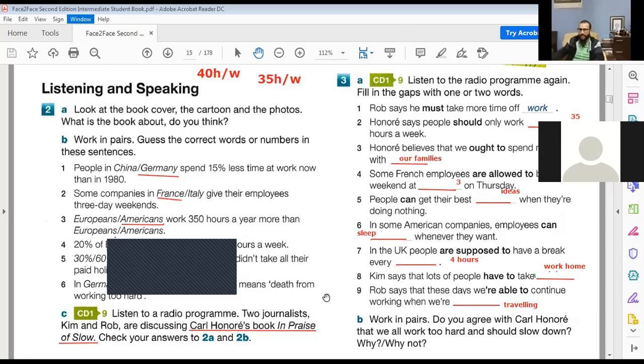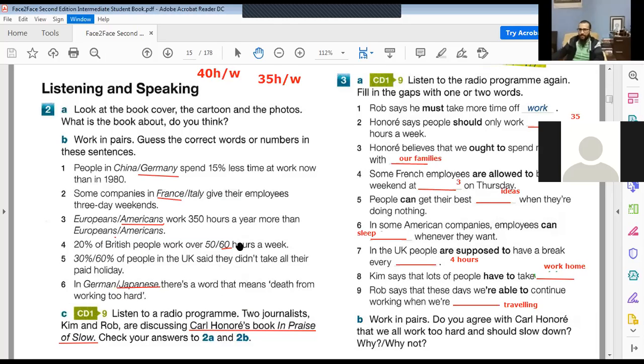Track 9. Welcome to Cover to Cover. Today we're talking about Carl Honoré's book, In Praise of Slow, which tells us that we're all living too fast and working too hard and that we should all just slow down. With me are 2 journalists, Kim Mayhew and Rob Davis, both workaholics, of course. Kim, what did you think of the book? I thought it was very interesting and quite funny in places too. And what about you, Rob? Well, as soon as I finished it, I decided that I must take more time off work.